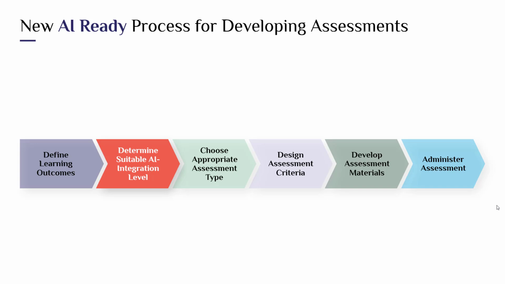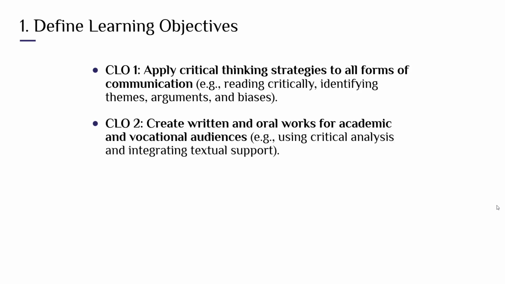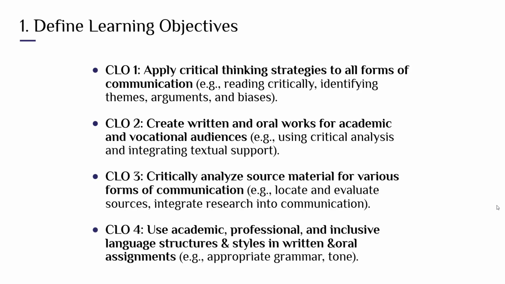So let's take a look at what this might look like. Just as an example, I'm going to use a course that I've taught. It's an advanced writing course in communications. And the learning objectives for this class look something like this. Apply critical thinking strategies, create written and oral works for academic and vocational audiences, critically analyze source material, use academic, professional, and inclusive language structures. This is overall what the course is seeking to do.